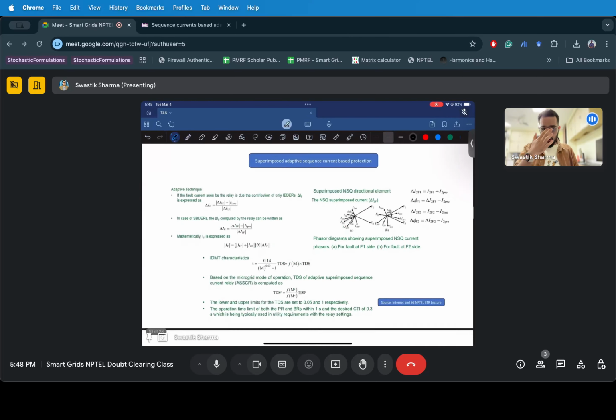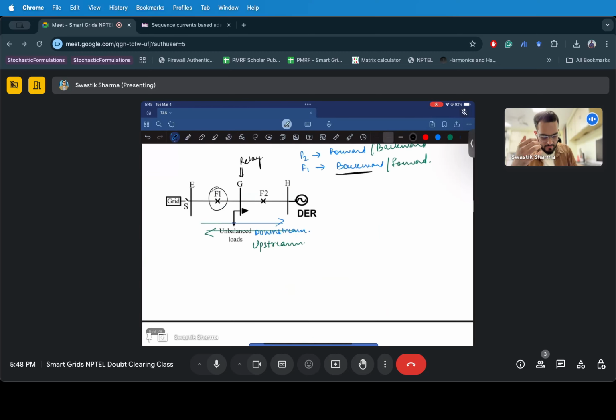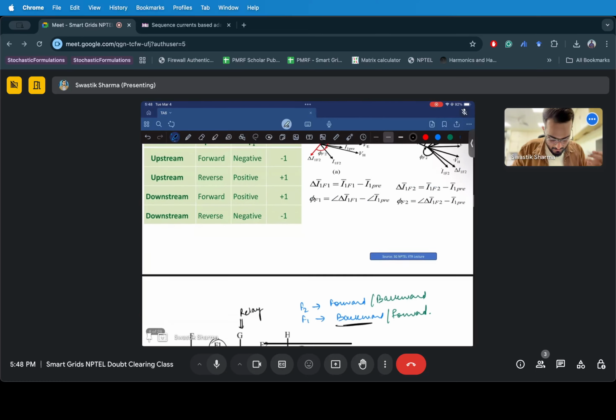Yeah, similarly for this superimposed adaptive sequence current-based protection, now you've got the direction sensor as well. I'll come back to this at the end of the section. I just need to get my head right. I'm not thinking clearly.